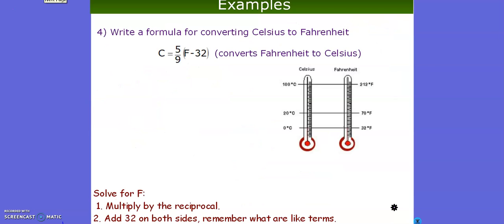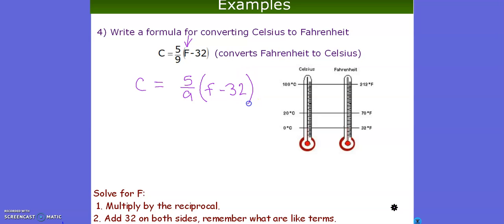Next one. This says write a formula for converting Celsius to Fahrenheit. I have an equation here that converts Fahrenheit to Celsius. C equals 5/9 parentheses F minus 32. Well, I'm being asked to solve for F in this equation. And just like our last example, it's blocked in there in the parentheses. So I can't break up the parentheses until I get rid of the coefficient.